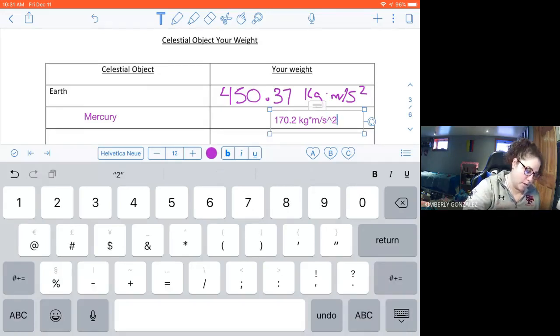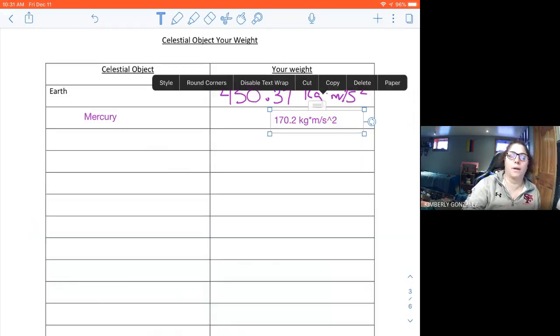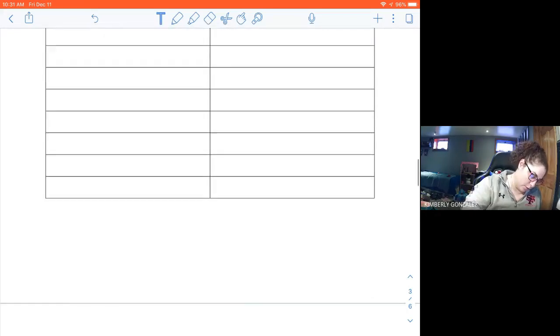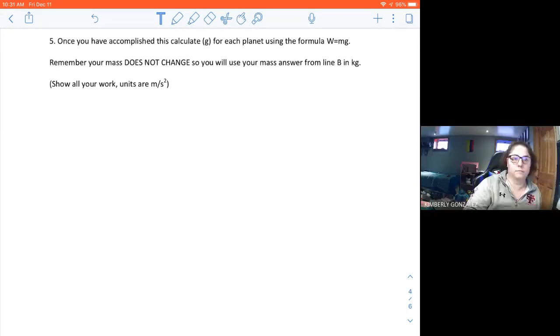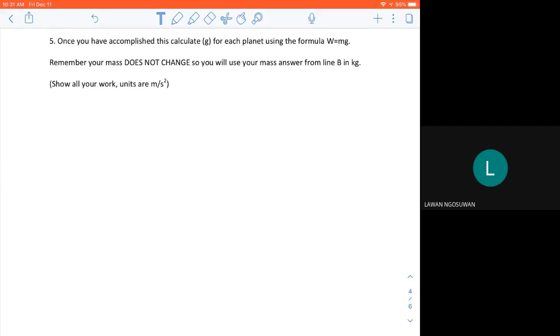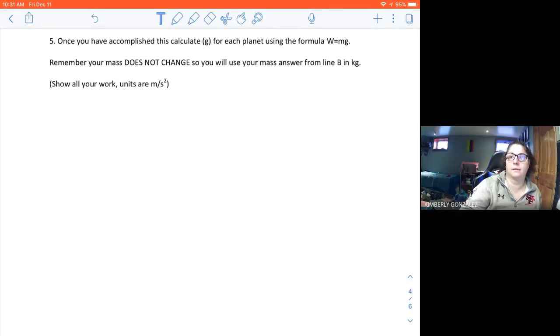All right, so 170.2 kilograms per meters times meters per second squared. I'm not going to copy all of them down because I want to get to the calculations, and I'm just going to use Mercury. Do we round our weight? No, leave it as is, because mine is 107.9. So leave it as is. Okay, thank you.